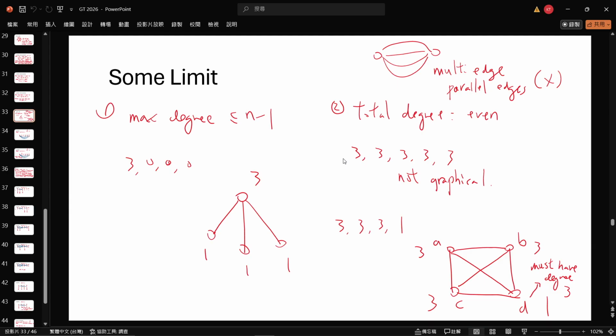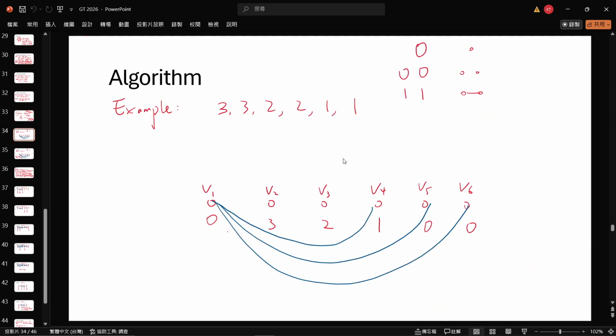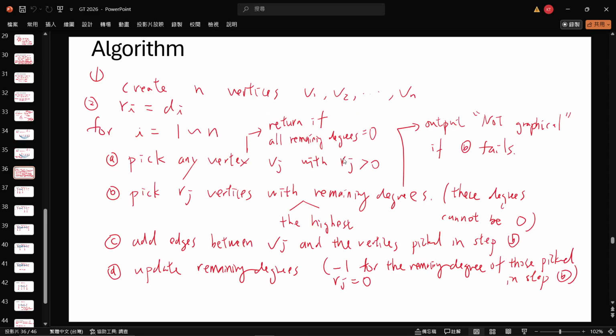But this does not cover all the possible cases. For example, for a sequence like 1, 3, 3, 3, 1, there's really no simple check that you can use to determine that this is not graphical. So that's why we consider an algorithm for this graph realization problem.